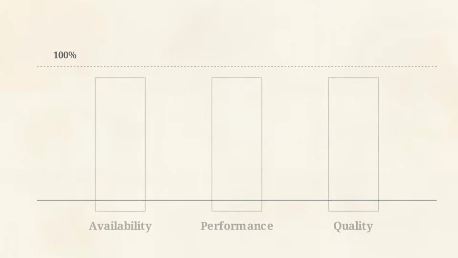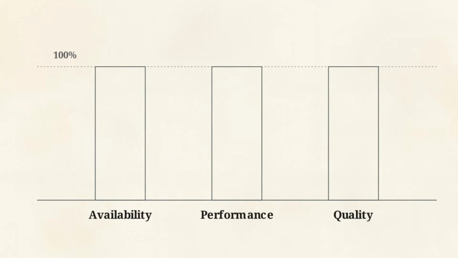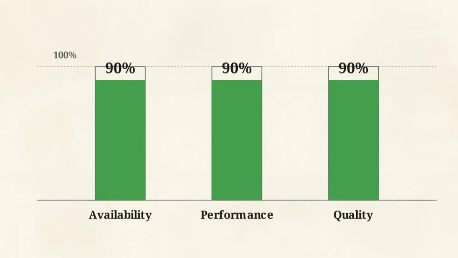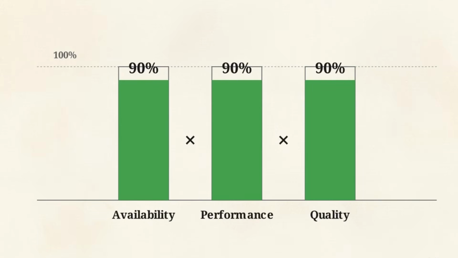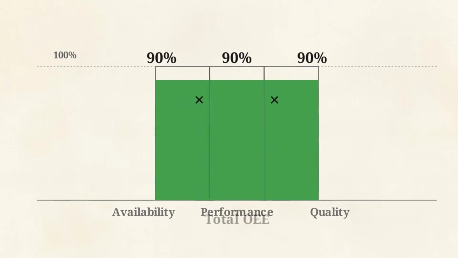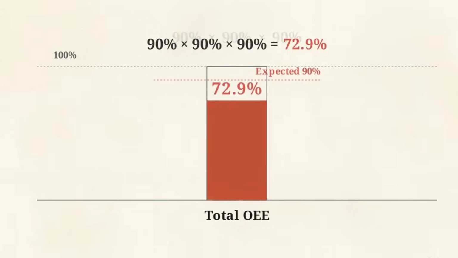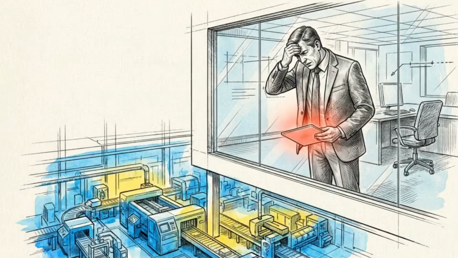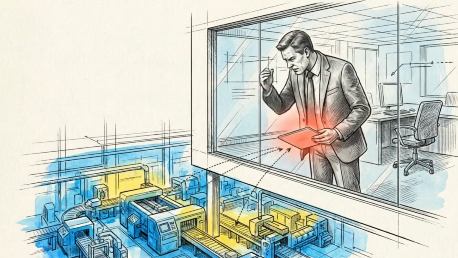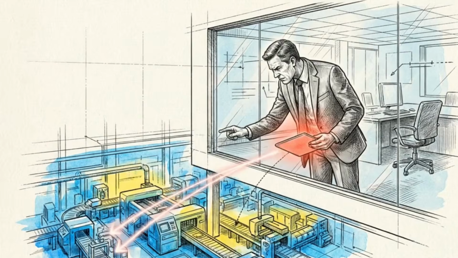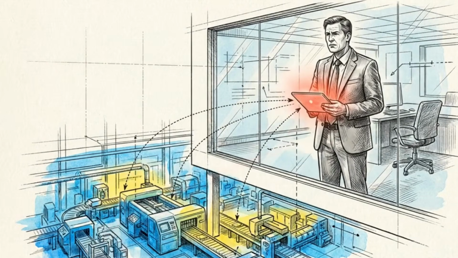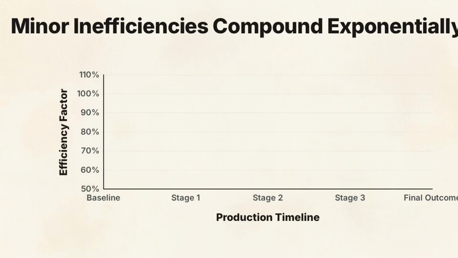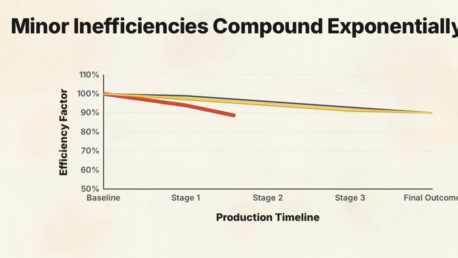This brings us to a mathematical trap. Watch these 3 blocks for availability, performance, and quality, each sitting at a healthy 90% mark. But when we calculate the formula, multiplying these 3 90s together, the total score drops to a surprisingly low 72.9%. This steep drop explains why leadership often panics about output, even when every individual metric on the floor looks perfectly acceptable. A tiny, seemingly acceptable inefficiency in each of the 3 variables compounds exponentially, resulting in a massive hit to your total productivity.